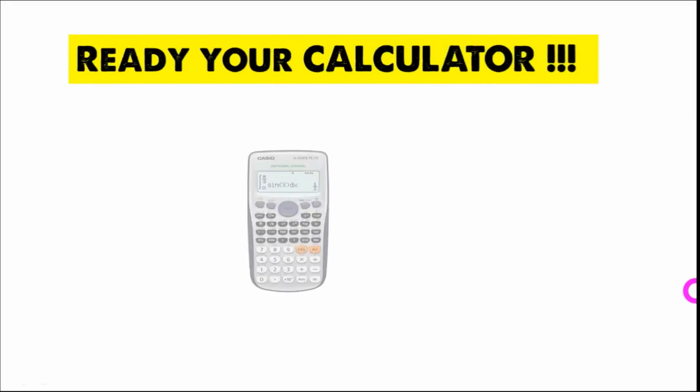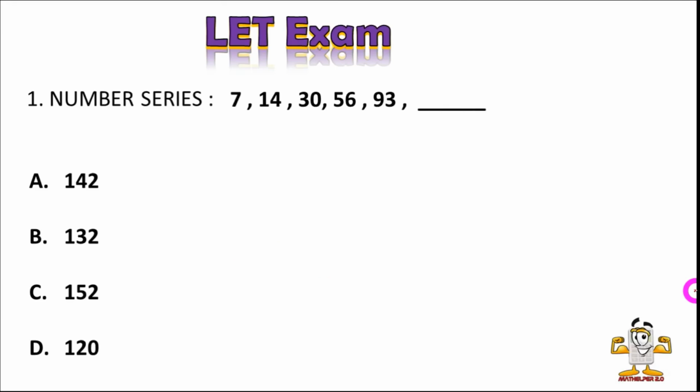So ready your calculators. Number 1. Number series 7, 14, 30, 56, and 93. So hanapin po natin yung 6th term.